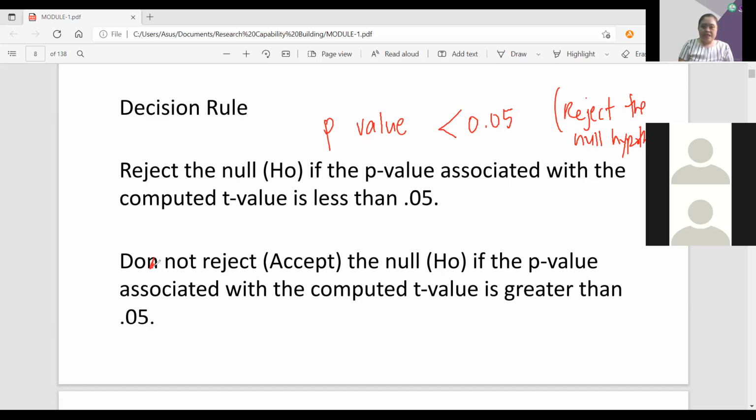Pero if it's the other way around, if the p-value na nakuha nyo is more than 0.05, that's the time you accept the null hypothesis. So dalawa lang talaga yung magiging decision. The conclusion would state either you're going to reject or accept the null hypothesis. Ito talaga yung pinaka-importante sa lahat.